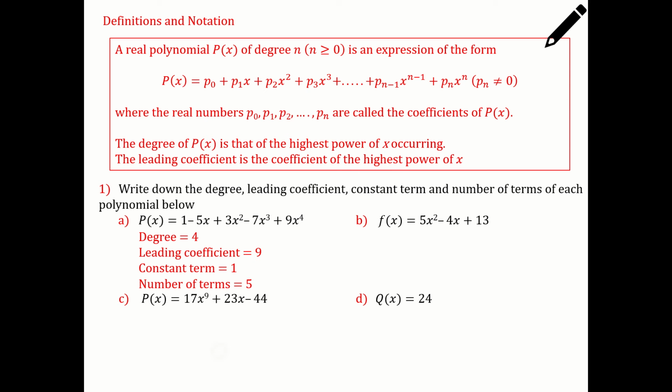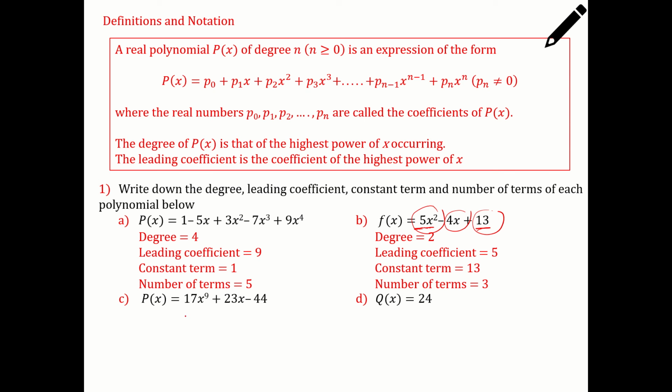Okay, let's have a look at B. Here we've got a degree of 2. The highest power of x is 2. The leading coefficient, so the coefficient of that highest power of x, is 5. Remember, coefficient means the number out the front of the x. The constant term, so the term that doesn't change, the term that doesn't have an x connected to it, is 13. And the number of terms is 3. We've got 1, 2, 3 terms.